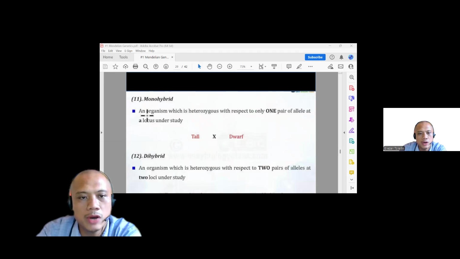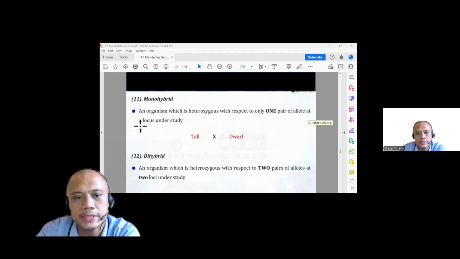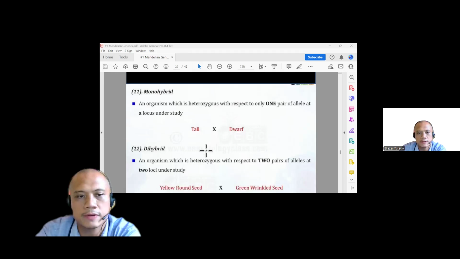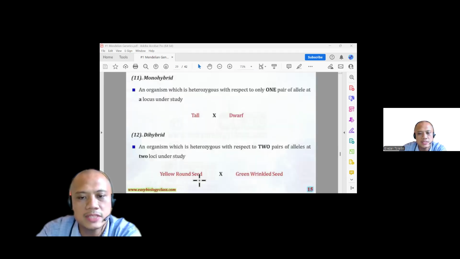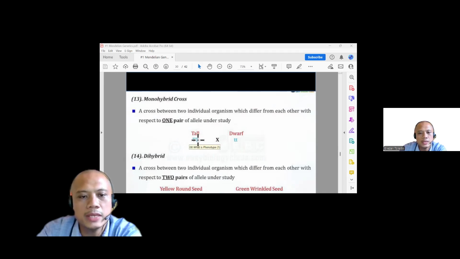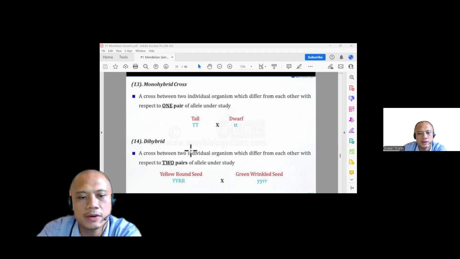We will be talking about monohybrid, which means an organism which is heterozygous with respect to only one pair of alleles at a locus under study. In this case, we will just be crossing one particular trait. Di, from the keyword, would mean we will be crossing two traits. You will see in here yellow round seed and green wrinkled seed. Monohybrid as defined and dihybrid as defined. All right. Let's scroll down.